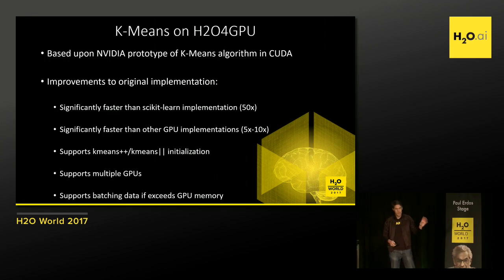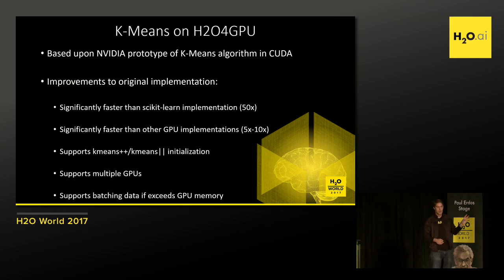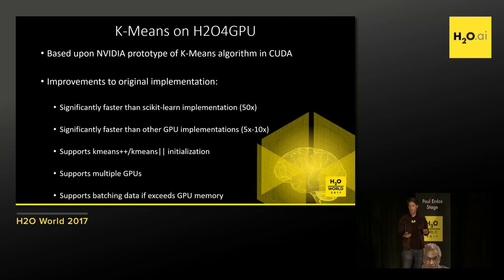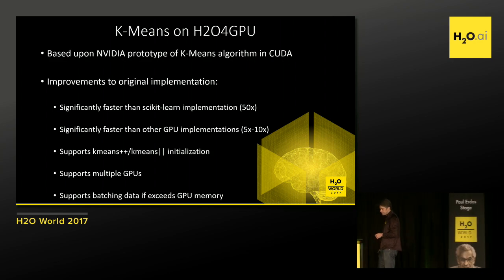So K-means clustering. It's an algorithm that's based upon something NVIDIA prototyped, and we improved it to be much, much faster than scikit-learn by about 50 times on average. Sometimes it could be 300 times faster, depending upon the data set compared to scikit, and I'll show that. It's significantly faster than other GPU implementations that exist. There's only one other that's really good. It has all these extra features that are in scikit that aren't in the other algorithms. Supports multiple GPUs with good scaling, and it can batch the process if you run out of GPU memory.